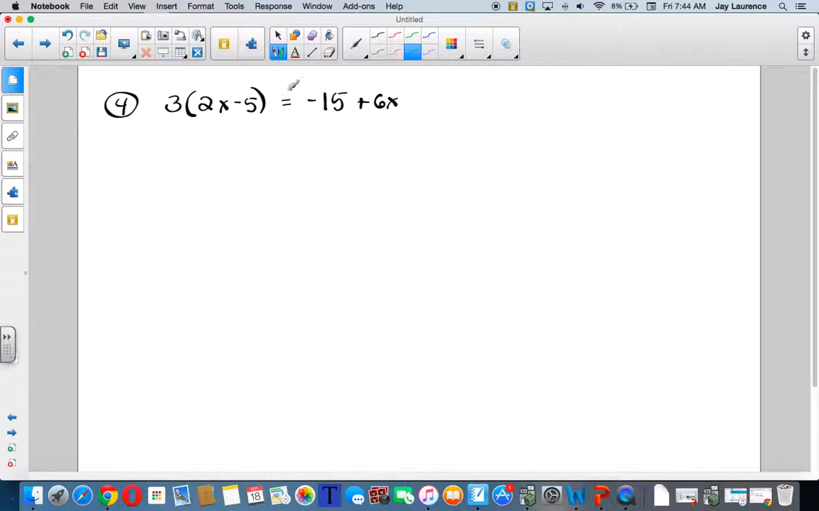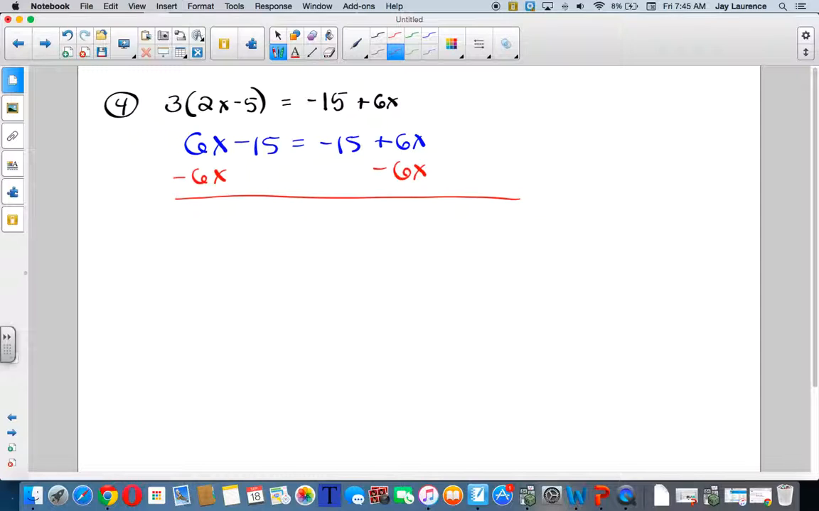I could divide through on this one, but I'm not going to show you too much at once. I'm going to lose some of you because I could divide by 3 here, and I could divide by 3 here and here. There's a 3 factor hiding in here. But I'm not going to do that in this one. I'm going to distribute first, and I'm going to get 6x minus 15. And then I'll have a negative 15 plus a 6x. All right, they're the same size, so I'm going to subtract 6x from both sides. And I'll get negative 15 equals negative 15, which is always true.